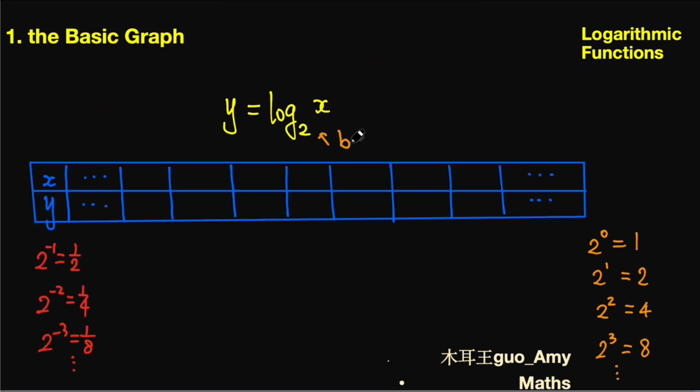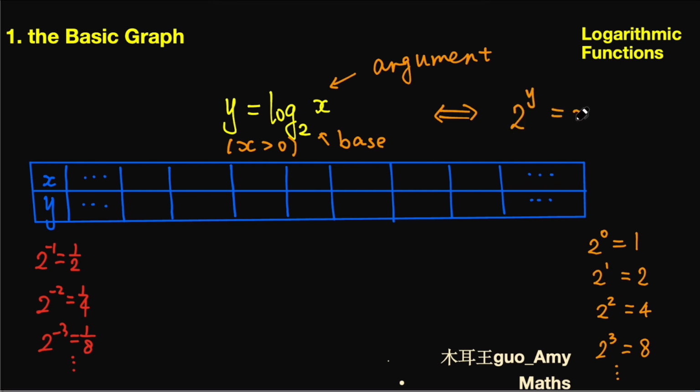We know here 2 is the base of the logarithm and x is the argument. And the argument should always be positive. It means x should be greater than 0. And then in order to find the values to create the table, we can rely on the common powers of 2, because this logarithm can be converted to the exponential form as 2 to the power y equals x.